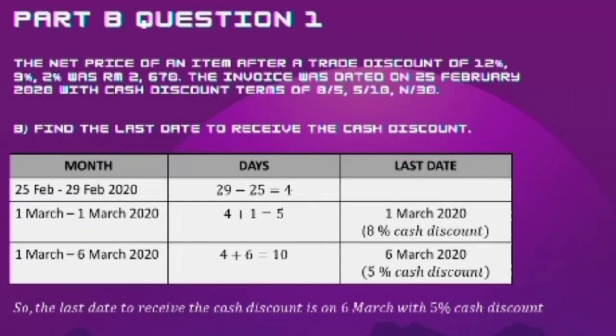So we look at the last column. We want to find the last date to get the 5% cash discount if we pay between 6 and 10 days after the invoice was made. So how many days in March do we need to add to the 4 days to get a total of 10 days? We need to add 6 days in March to get a total of 10 days. So in conclusion, the last date to receive the cash discount is 6 March with a 5% cash discount.